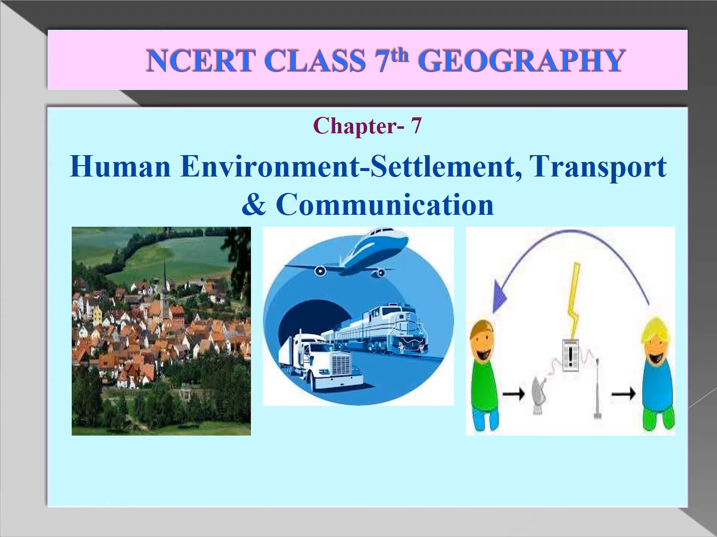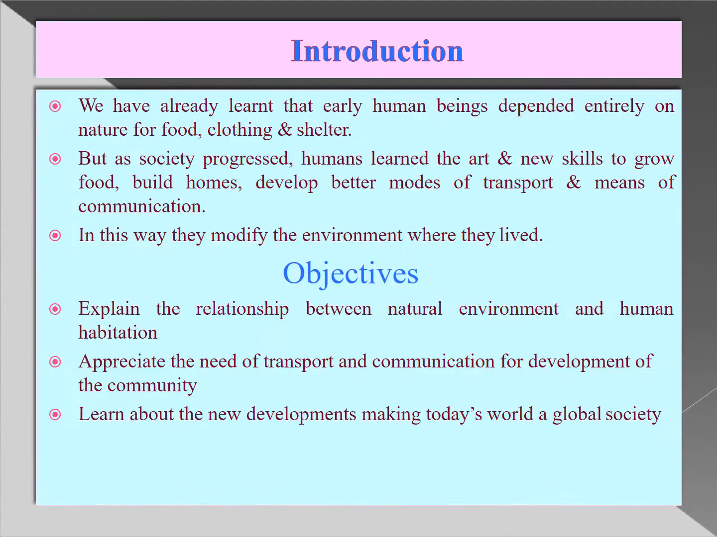Today we will be starting a new chapter, human environment, settlement, transport and communication. So let us begin. This is going to be the first module, and in the beginning an introduction is given that early humans depended entirely on nature for food, clothing and shelter. But as society slowly progressed, humans learned new skills, new art to grow homes, build new types of houses, develop better modes of communication to make their life easy. And in this way we understand they modified the environment according to their needs wherever they lived.